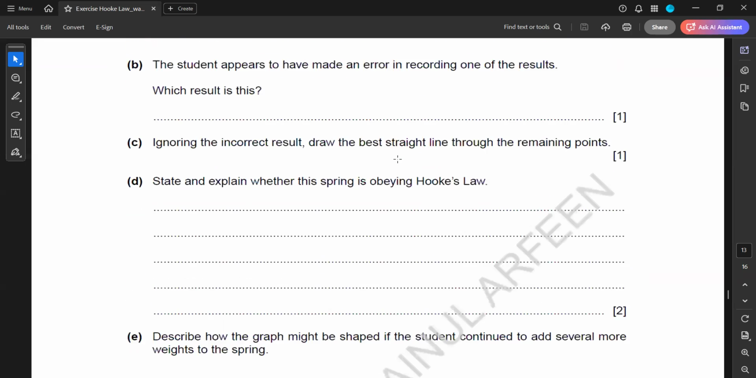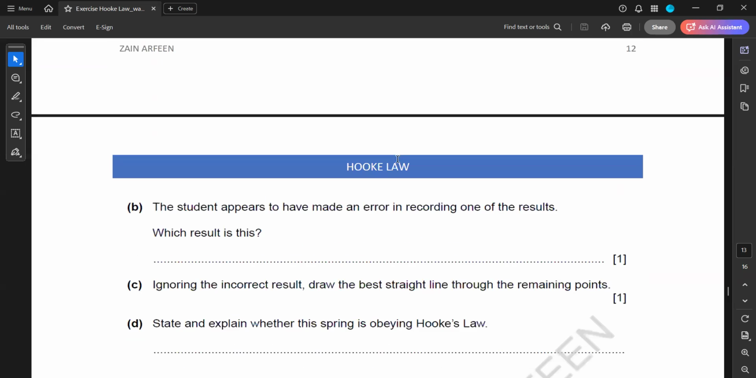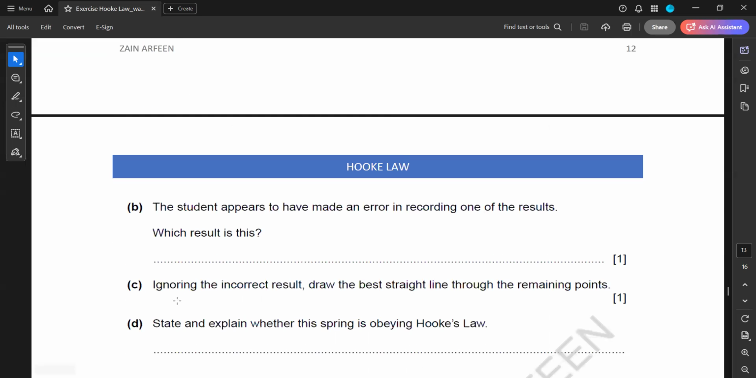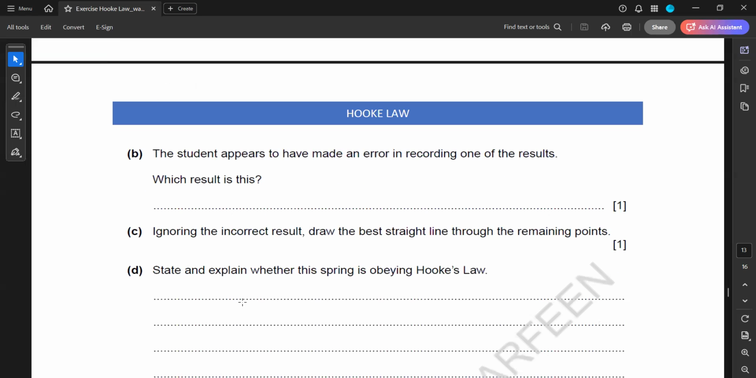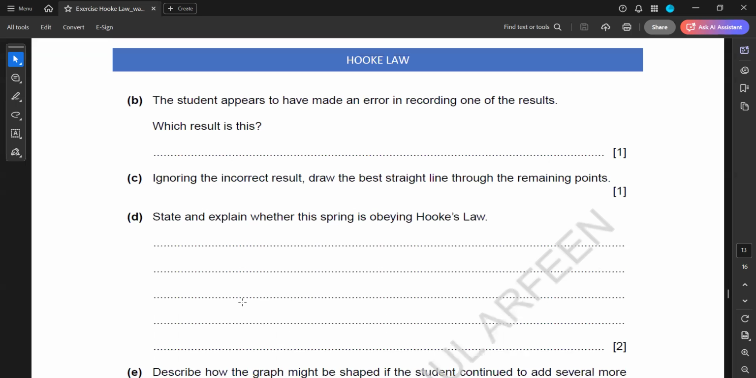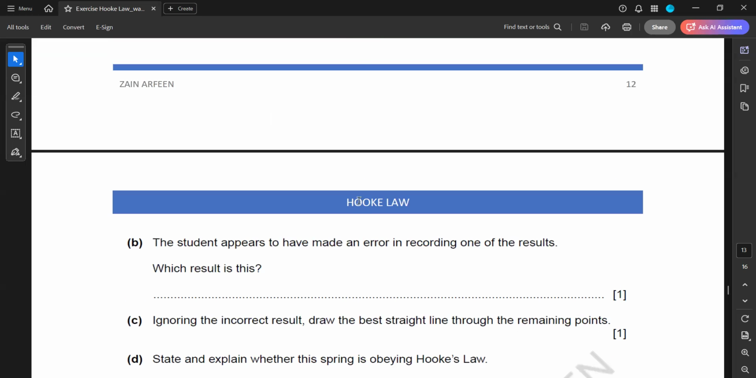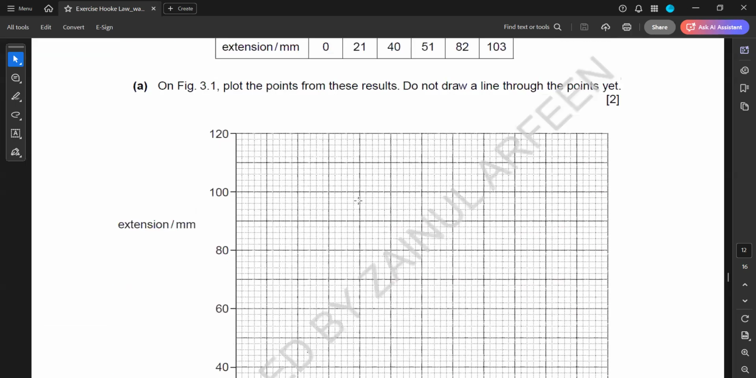Sir, I have a doubt in part D. Part D and E. Okay. State and explain whether the spring is obeying Hooke's law. So how can you identify?